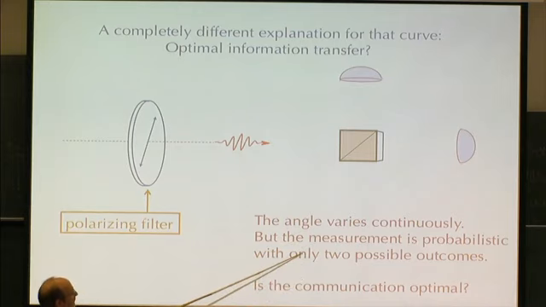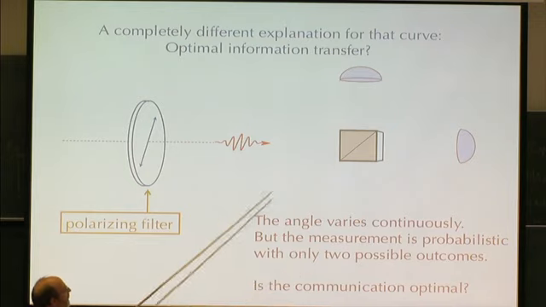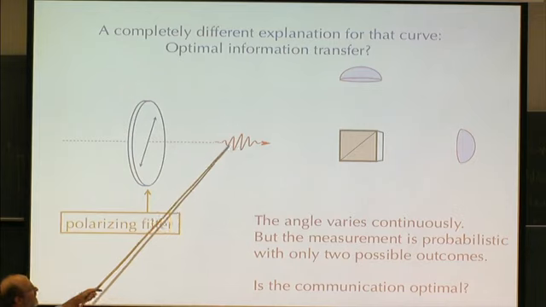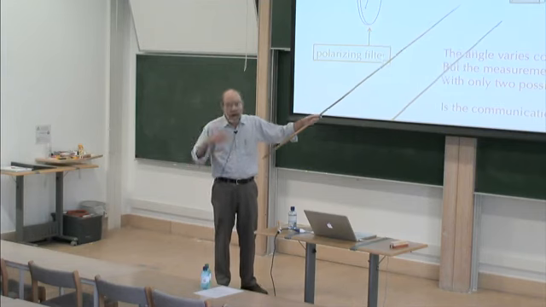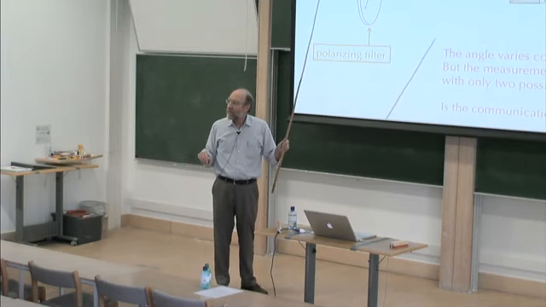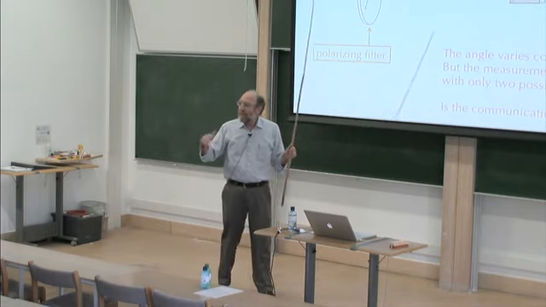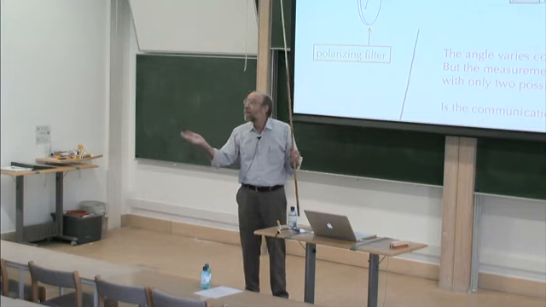Right, the angle varies continuously. Measurement is discrete, only two possible outcomes. And so now I ask the question, is the strategy that the photon is actually adopting here the optimal strategy for conveying information? Why should it be? I'm not sure. I'm just supposing. Nature is often efficient.